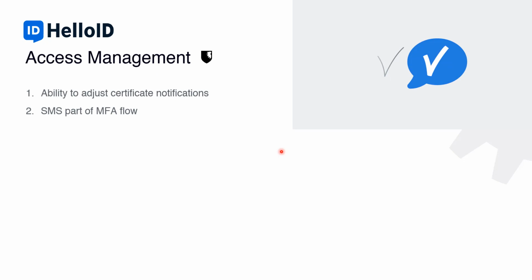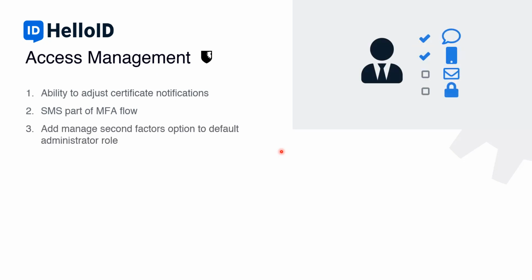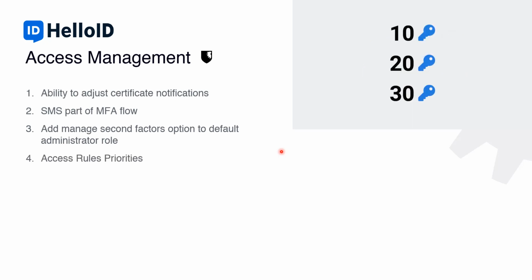A long wanted item is SMS text message as part of the MFA flow. It was already available as a separate MFA, but now it's also part of the MFA flow. So an end user can enroll or choose the multi-factor themselves as part of the MFA flow. So SMS is being added, and I will definitely demo this new functionality later on. This is a small one: the second factor option is now the default administration role, a minor thing I would say.